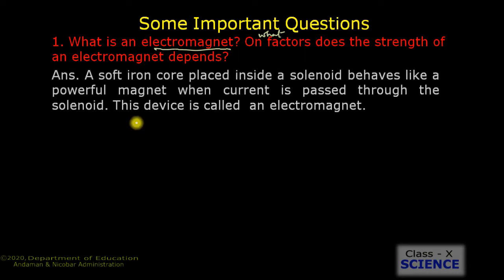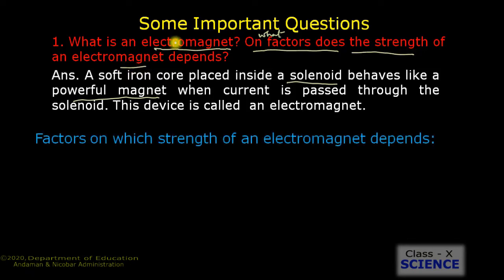So here an electromagnet can be defined as a soft iron core placed inside a solenoid that behaves like a powerful magnet when current is passed through the solenoid. This device is called an electromagnet. Dear students, for reference you may take a snapshot of the questions and answers we are discussing. Now let us see the second part of the question, that is, on what factors does the strength of the electromagnet depend? We have already discussed this too.